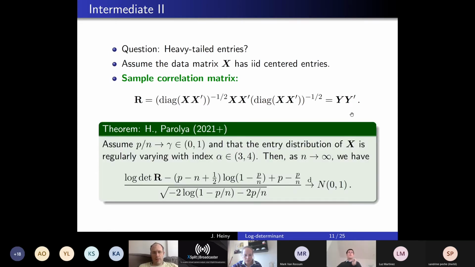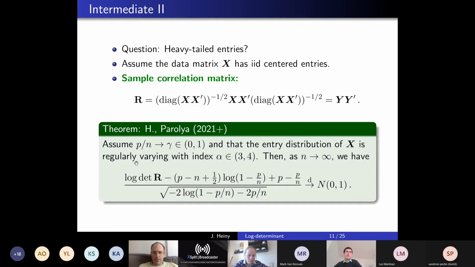And here is the result for the log determinant of this sample correlation matrix, the first one that I want to present today. And this is in the most standard setting in random matrix theory, where we assume that the dimension P and the sample size N tend to infinity at the same speed, and the ratio approaches some constant gamma in (0, 1).